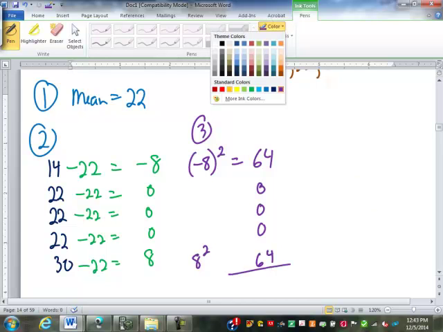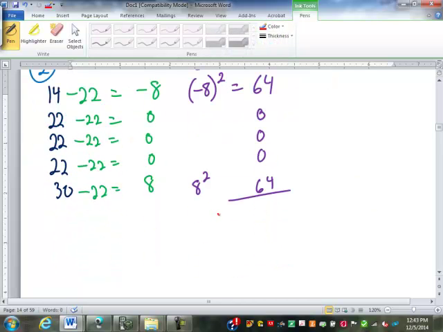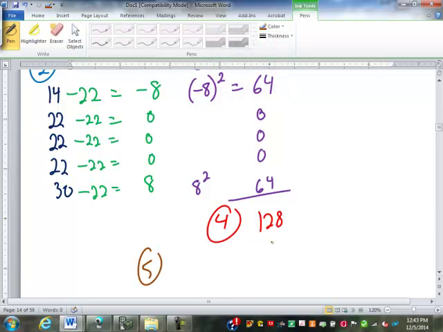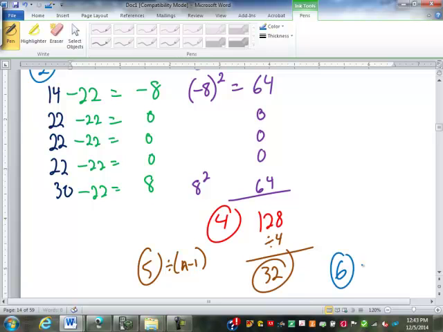Step 4. Add them up. 128. Step 5. Divide by n minus 1. Well, n is 5, so we're going to divide by 4. 128 divided by 4, 32 we get. And then step 6.